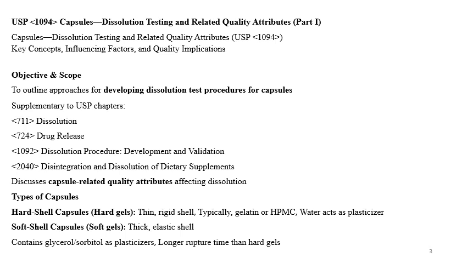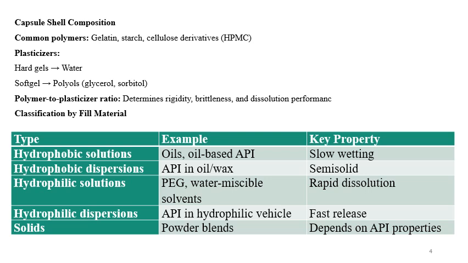and may be printed or plain. Soft gel capsules, or soft shell capsules, have a thick and elastic shell made up of gelatin mainly, and these contain glycerol or sorbitol as plasticizer, contain water, and have a longer rupture time than the hard gelatin shells.